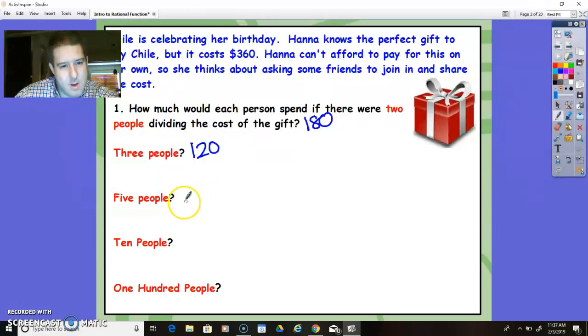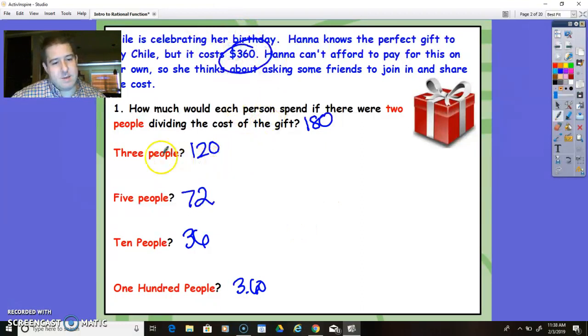I should have my calculator on me. So what is that? 5 times 6, 5 times 7 is 35. $72. 10 would be $36, and 100 people would be $3.60. Now, how did I do that? All I did was take my $360 and divide it by how many people are splitting the cost equally. Because that's really what you're doing when you're dividing.